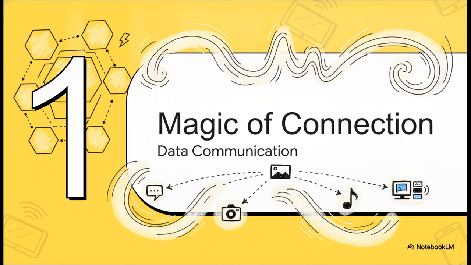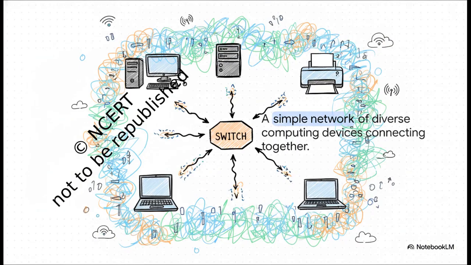The magic of connection. Okay, so at its absolute core, data communication is just the exchange of information between connected devices. And we're not just talking about two laptops chatting here. Think of it like a giant, diverse ecosystem. You've got your central servers, various computers, and yeah, even that office printer that always seems to have a paper jam. They're all united by a central switch communicating through a medium that literally carries the information from one end of the room or the world to the other.